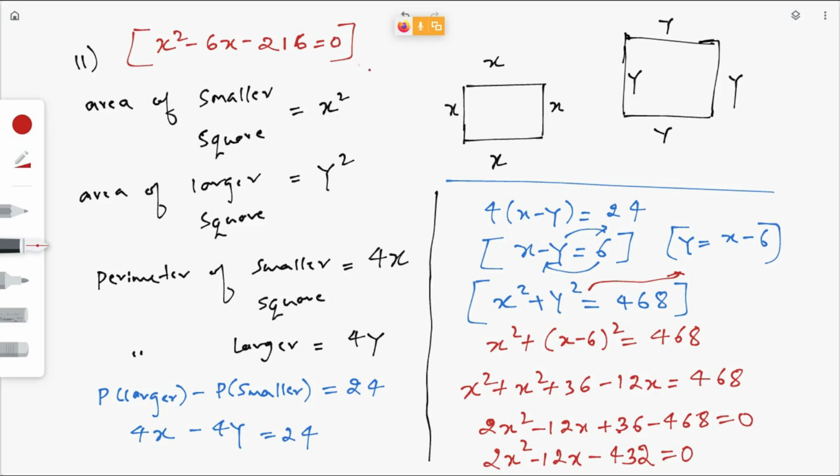The remaining part is homework. Try this one and then find the x value. That is the side of the smaller square. To find the larger one, you can use this relation. If you substitute that x value here, then you will get the side of the larger square.